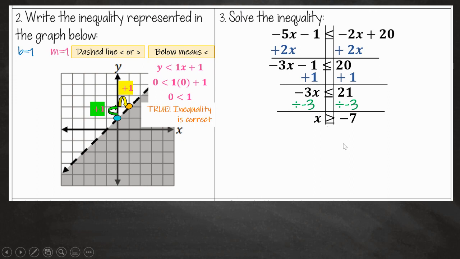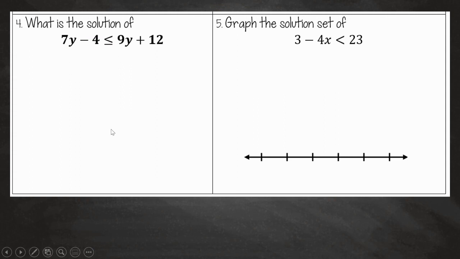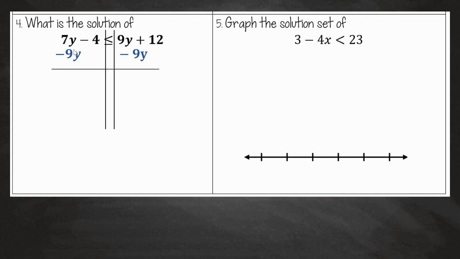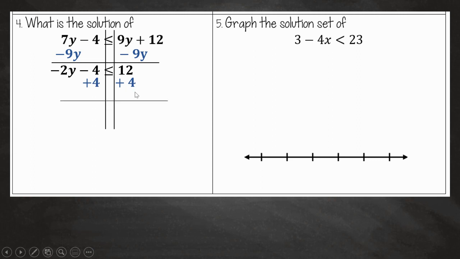Okay, question 4 is very similar to question 3. So the first thing, again, we're going to do is we're going to move this variable here to the left. So we're going to subtract 9y from both sides. And we get negative 2y minus 4 is less than or equal to 12. Then we're going to add 4 to both sides. So we get negative 2y is less than or equal to 16.